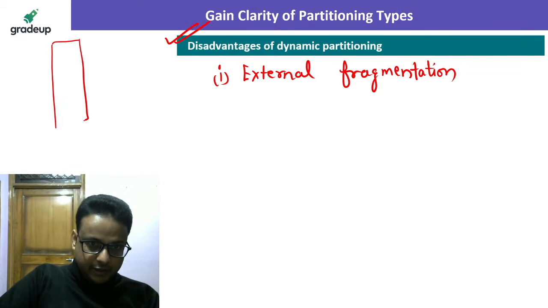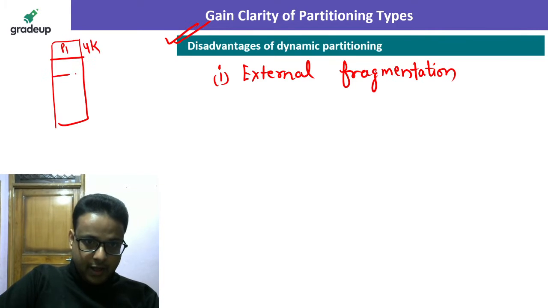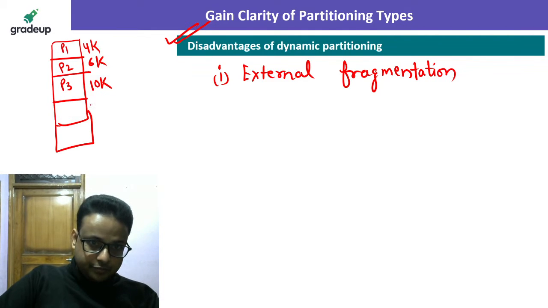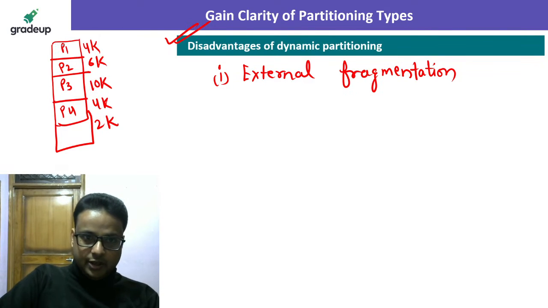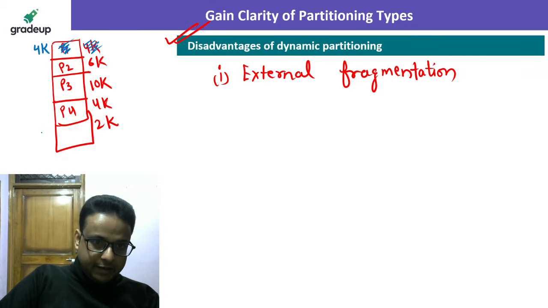For example, let's say P1 here allocated 4K, and here let's say P2 is allocated, I am just taking from my side, and P3 is allocated, for example, 10K, and something more, P4 4k is allocated and 2k is remaining. Now let's say P1 is free. So when P1 will go out, now P1 is left out. Okay, but here it is 4k available now and it is 2k available now.